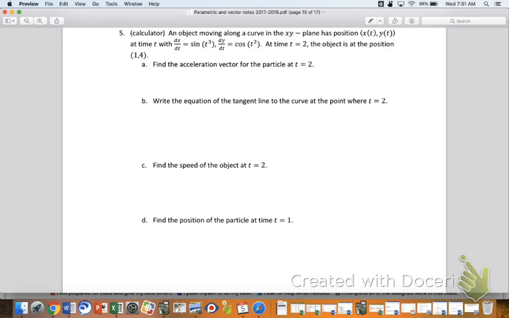Okay, please take a look then at B. While I wrote down what Emma wrote, B says, write the equation of the tangent line to the curve at the point where t equals 2.